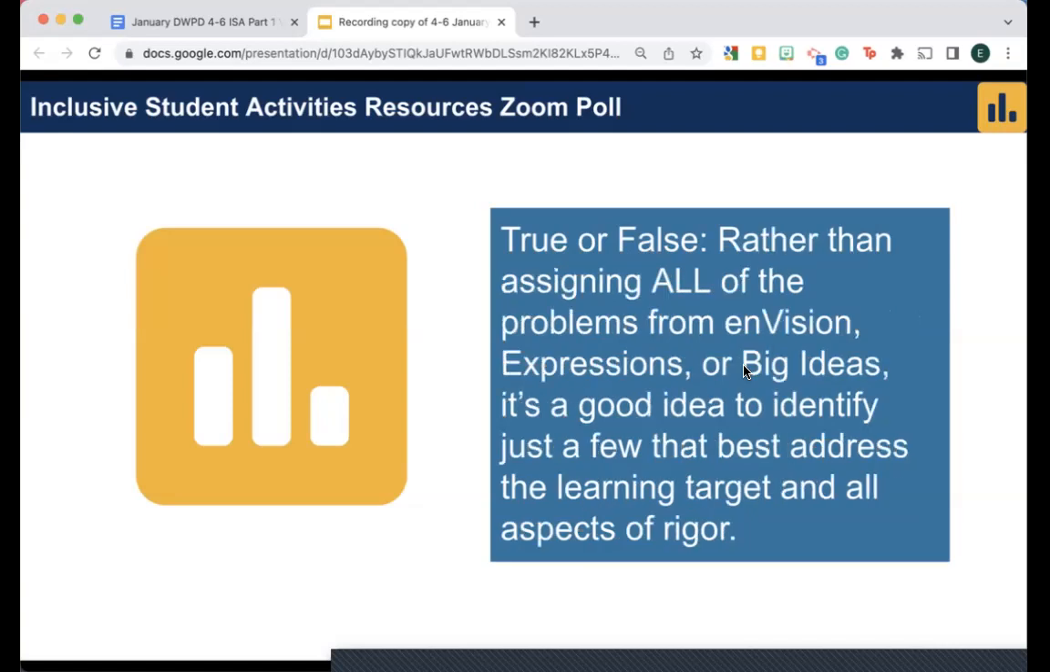True or false? Rather than assigning all of the problems from Envision, Expressions, or Big Ideas, it's a good idea to identify just a few that best address the learning target and all aspects of rigor. This one's true. There's definitely not time to do all the problems, but there's also not even a reason, even if you did have time. The problems start to become repetitive. Either they can do it or they can't. But definitely don't just assign all the problems at the beginning either, because those problems are usually really procedural and low level. You want to pick a really good mix.